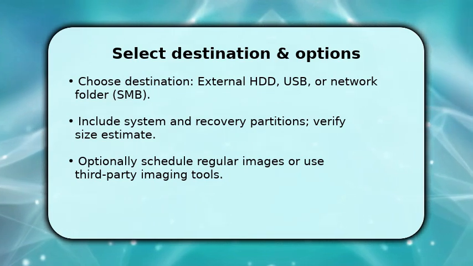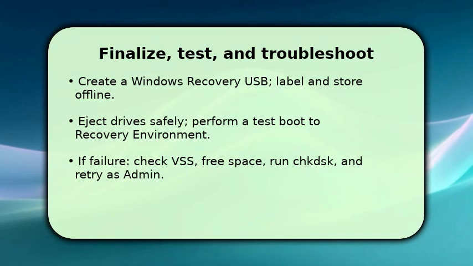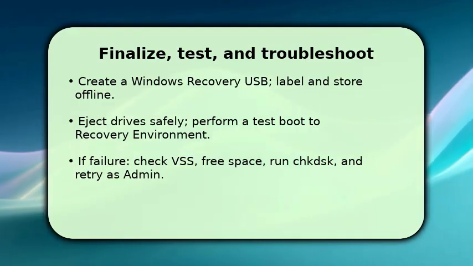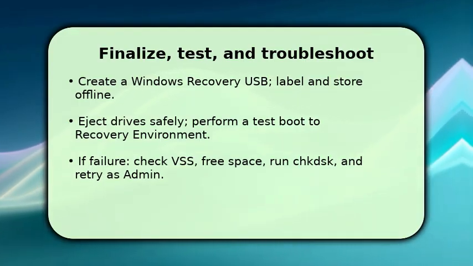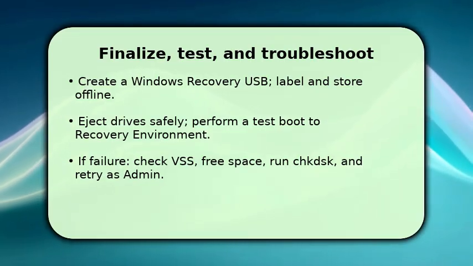Finish by creating a Windows Recovery USB and labeling it, then safely eject and store backups offline or offsite. Once the image completes, make sure to test by booting into the recovery environment and verifying the image is recognized. This proves your restore will work.